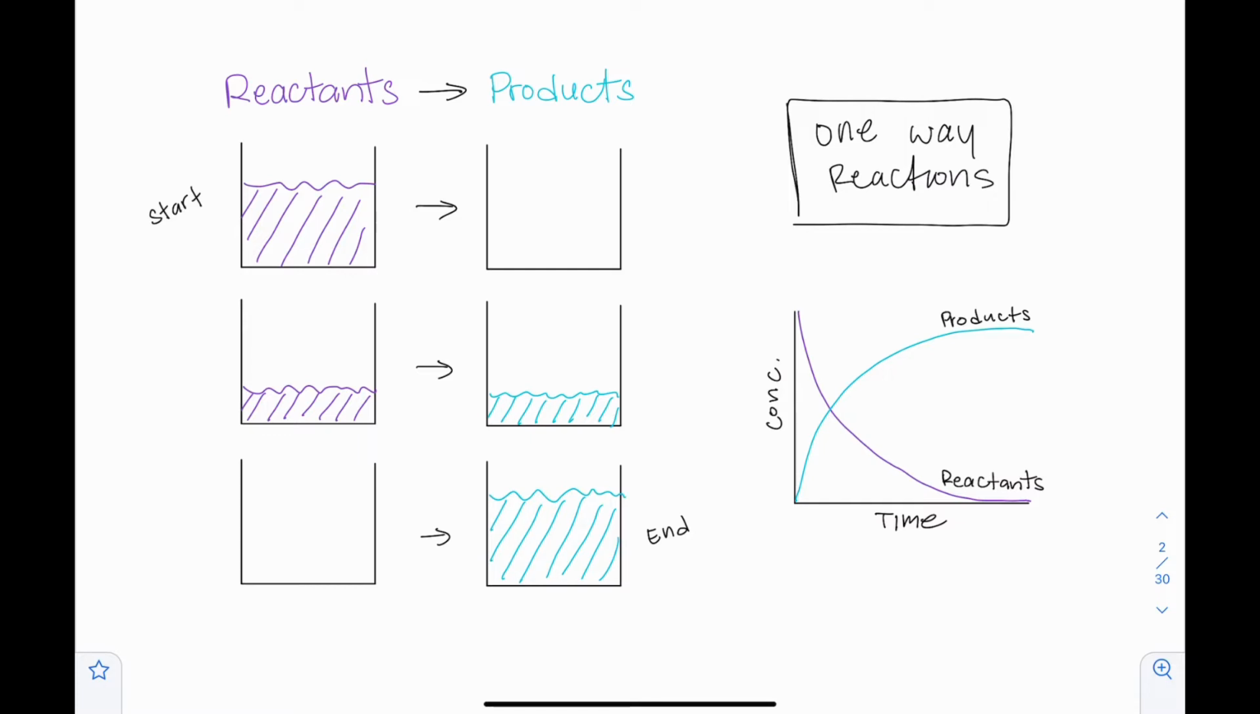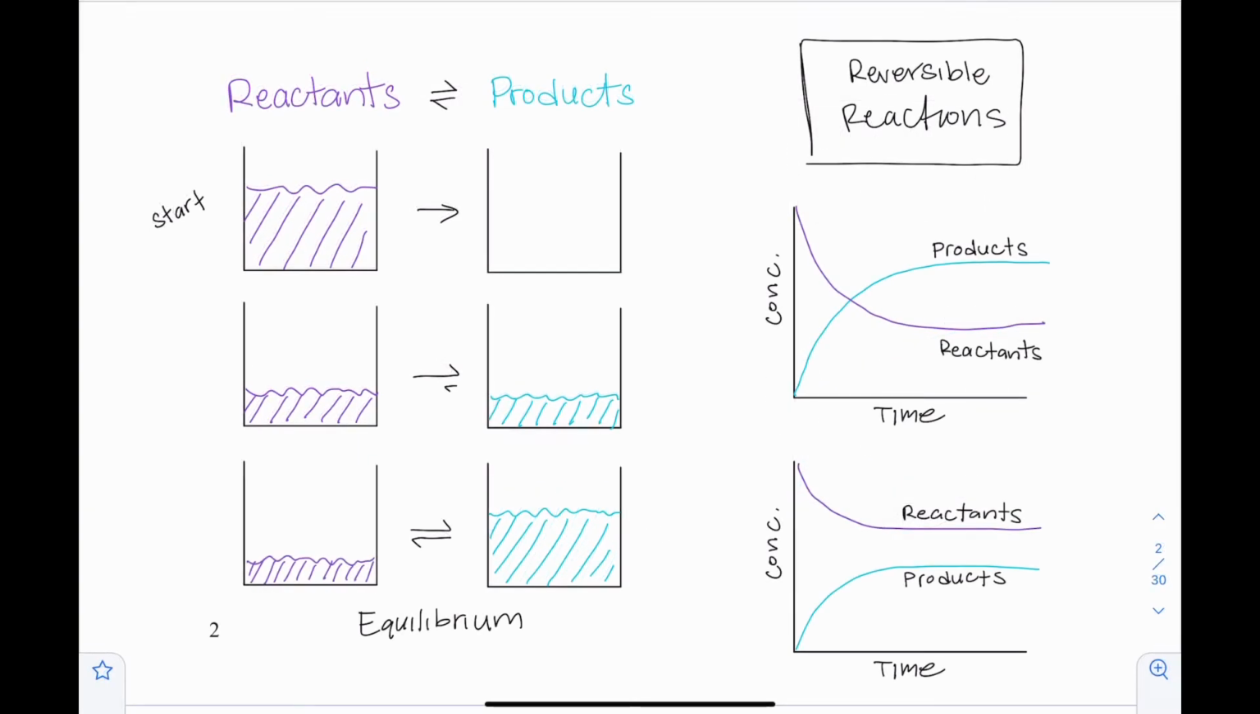But this is only true for one-way reactions, or reactions that only go in the forward direction. Not all reactions only go one way. Some reactions are reversible. This is a reversible reaction. It has a double-sided arrow between the reactants and the products to show that the reaction goes in both directions.